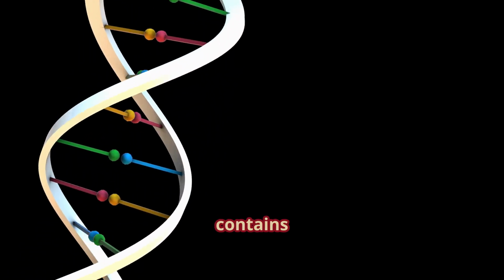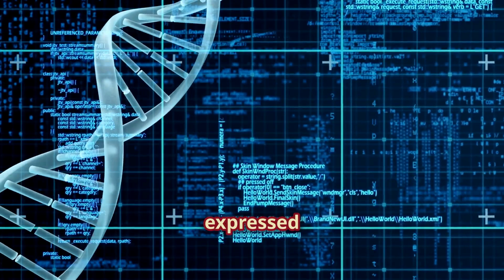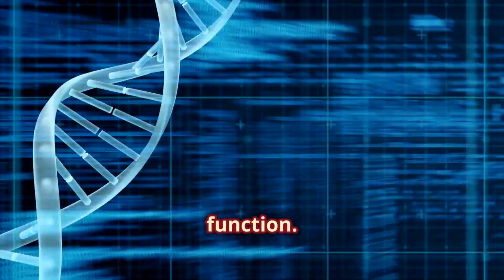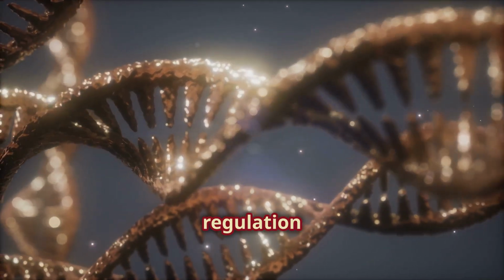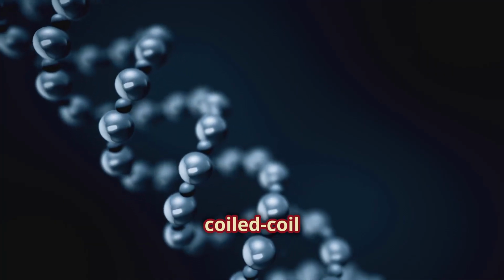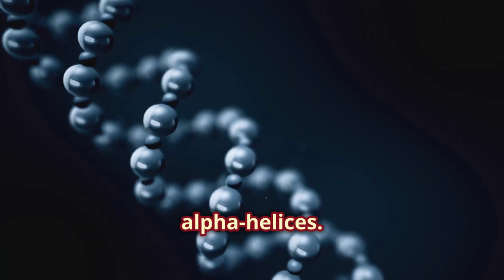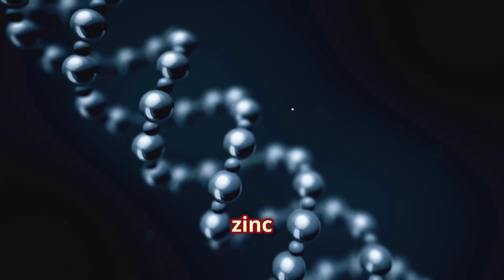DNA, the blueprint of life, contains all the genetic information necessary for an organism's development and function. Regulating which genes are expressed and when is crucial for proper cellular function. Zinc Leucine Zipper domains play a critical role in this regulation by binding to specific DNA sequences. This domain has a coiled coil structure formed by 2 alpha helices. It is made up of a zinc finger motif binding to a zinc ion.